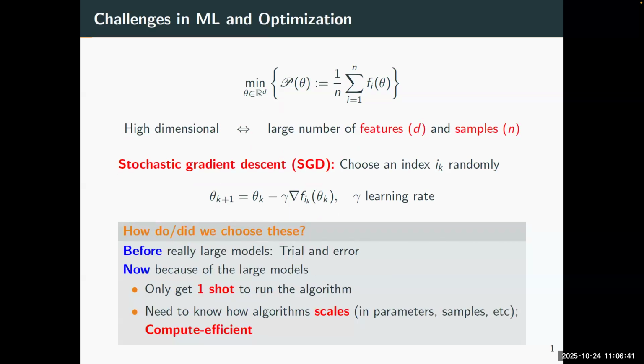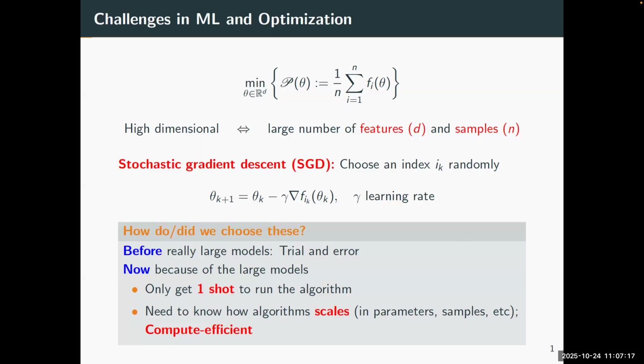So what did we do before these models got extremely large? Before they got large, we basically trialed and errored our way through it. We just tried some D for the size that we were going to minimize over, and we saw that it worked. If it didn't work, we just retried it. But the models have gotten so big that we cannot do this anymore. We cannot just trial and error our way through things. We only actually get one shot at running that stochastic algorithm. That's it. So we have to choose everything beforehand.